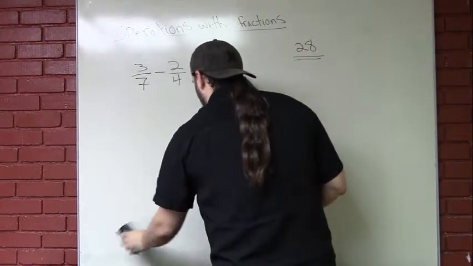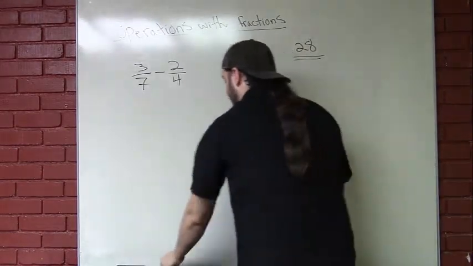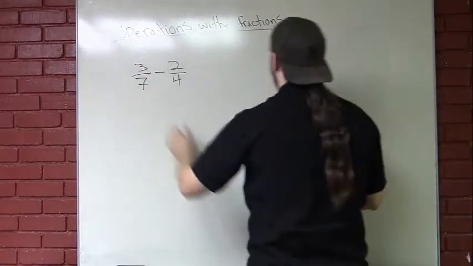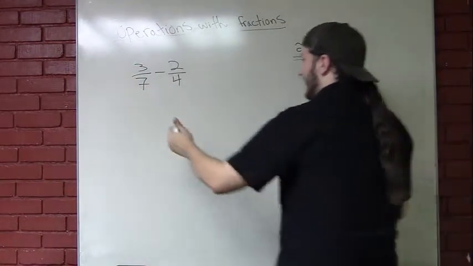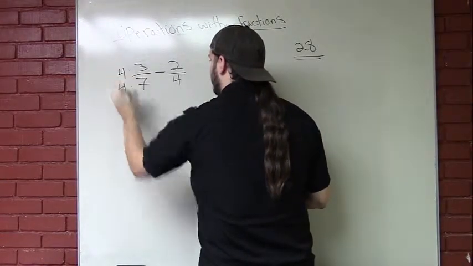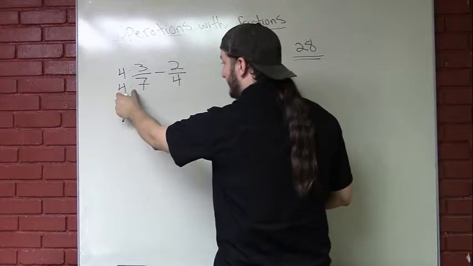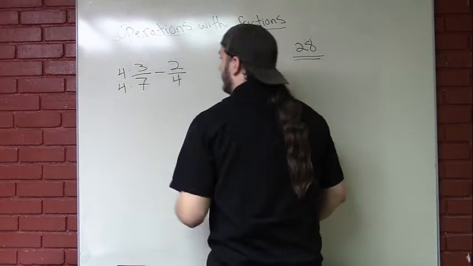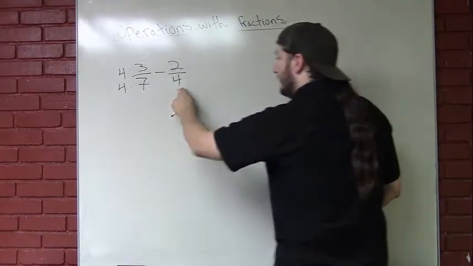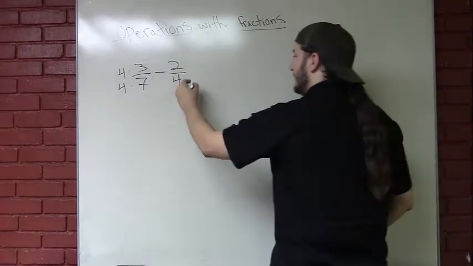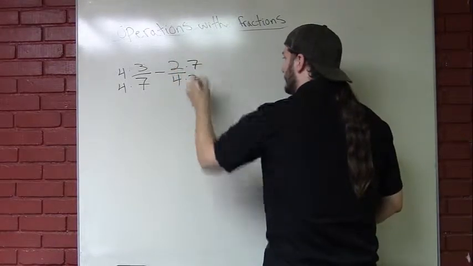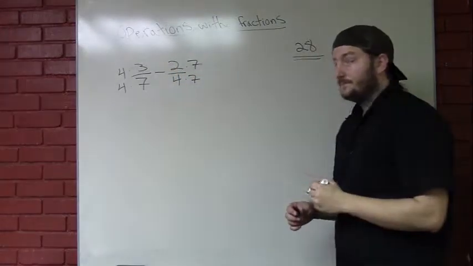So, we know that we need the bottom to be 28. So how do we do that? Well, you have to say, what can you multiply to the 7 to make it a 28? Well, you can multiply it by 4, and you can multiply the top by 4. I mean, if you multiply the bottom by a number, you have to multiply the top by that number as well. So again, we want 28. 4 times what gives us 28? 4 times 7. You do it to the bottom, you've got to do it to the top, okay?